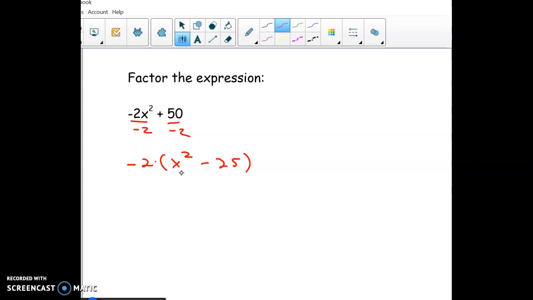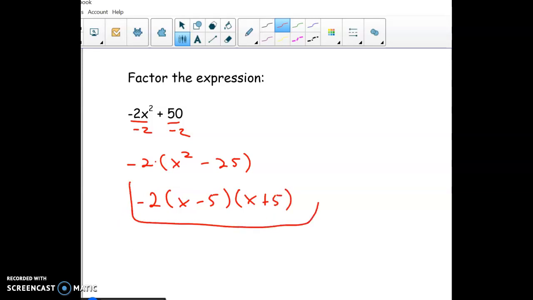Okay, and then we're not actually done because this is our square minus square case. So I'm going to have negative 2, and then that factors to x minus 5 and x plus 5. Alright, and then boom, that is the factored version of this. So we factored it all apart, and that's what we got for our answer.